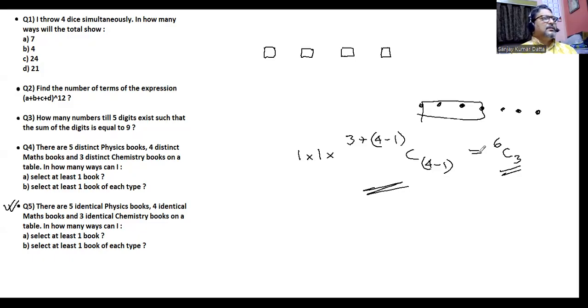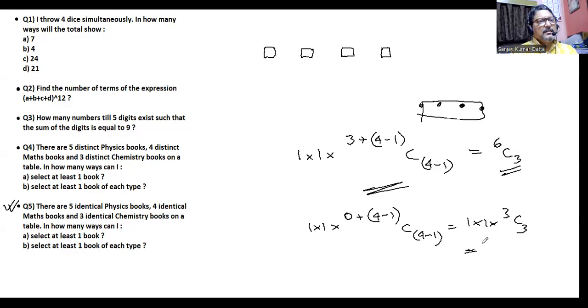The next question is 4. So in the next question, these are not there. I will say 4 die to de diya, 1 into 1. And left is 0 dots. So the answer would be 1 into 1 into 0 plus 4 minus 1, C 4 minus 1. That is 1 into 1 into 3C3. That is 1 into 1 into 1. That is one way.